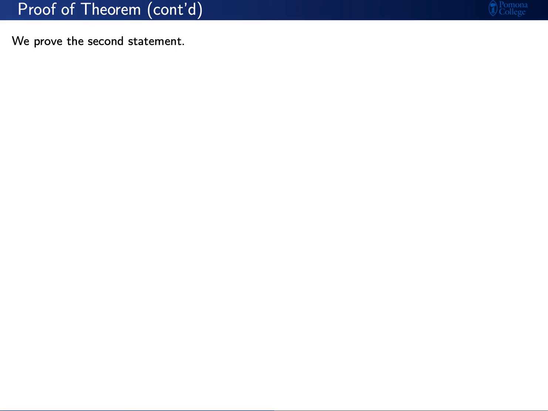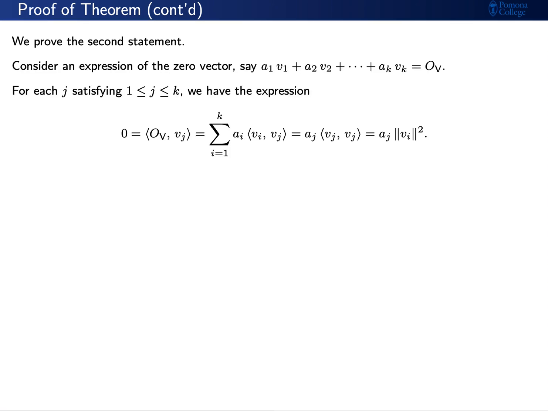Let's now prove the second statement. That is, this is the statement about being a linearly independent set. First, let's consider an expression of the zero vector. Let's say here we have a sum over r elements v sub i in our set S prime.